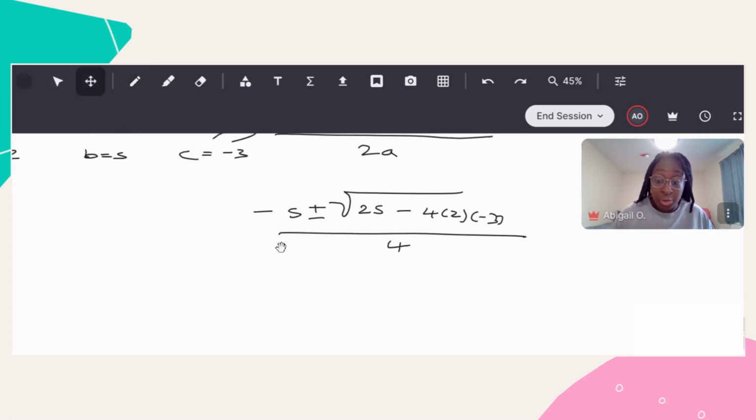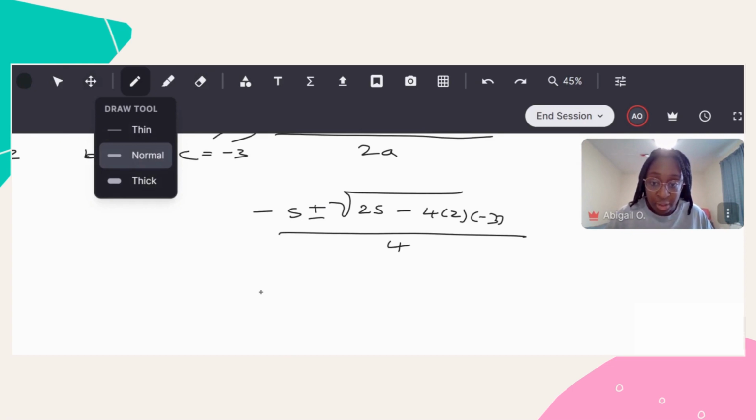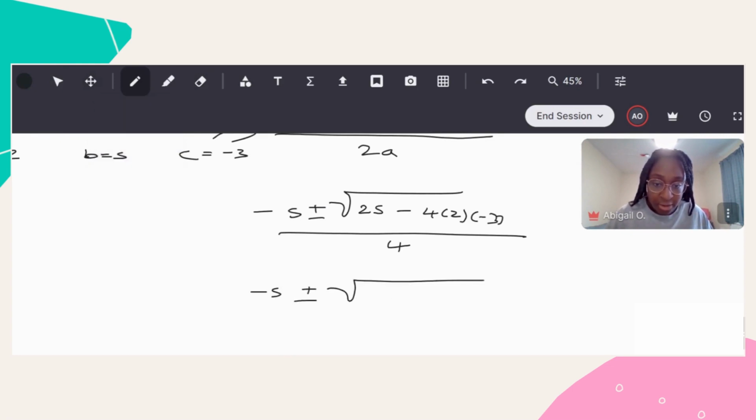So we're crunching this as we go because it's a long expression. We want to be able to do as much of this as we can. Negative 5 plus or minus the square root of 25. If you've got negative 4 times 2, that is negative 8. Negative 8 times negative 3 is going to give me positive 24, all over 4.